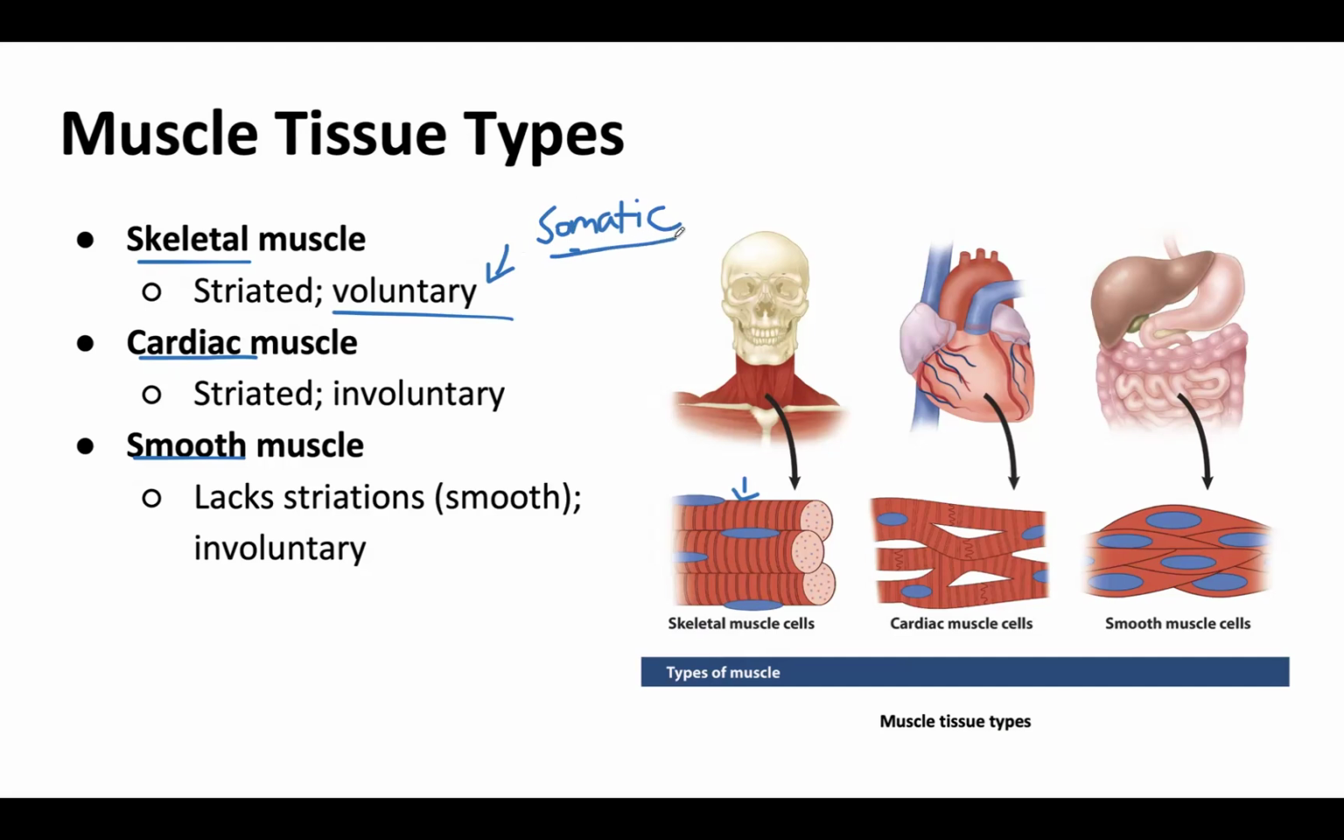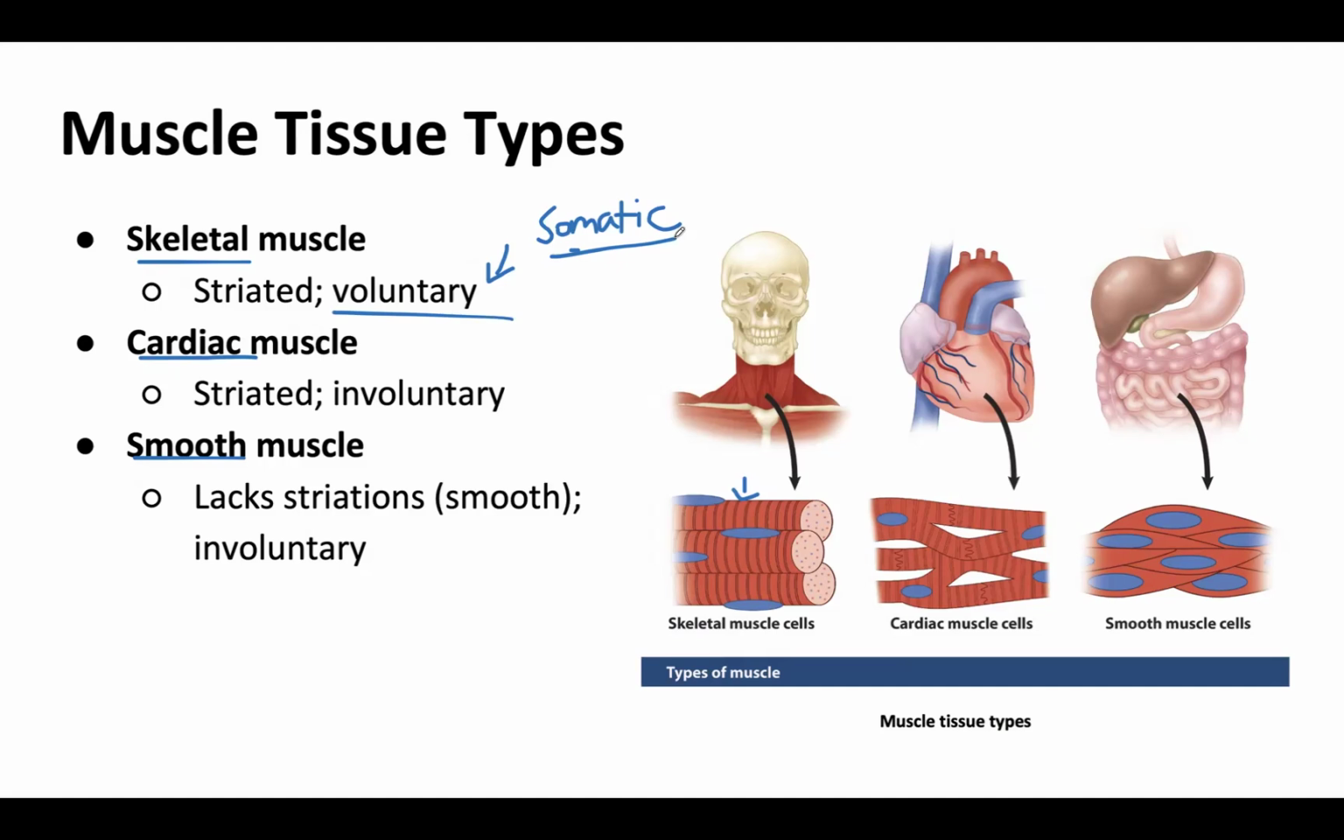Cardiac muscle is only located in the heart walls. This type of muscle is also striated and it is involuntarily controlled. And these muscle cells are actually unique in that they're autorhythmic, having internal pacemaker cells that initiate the contraction. But the autonomic nervous system will play a role as well.